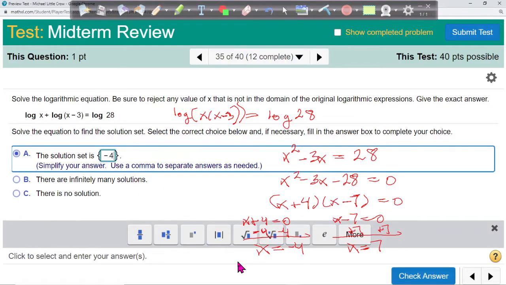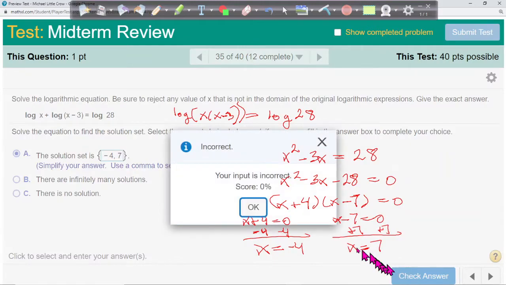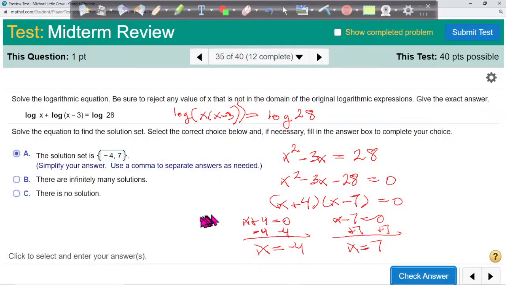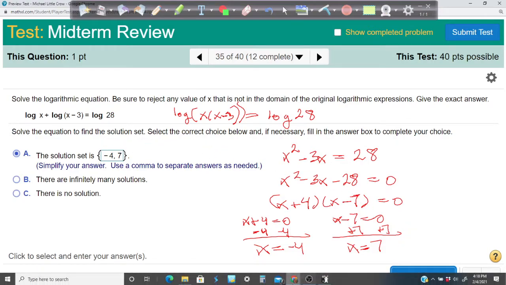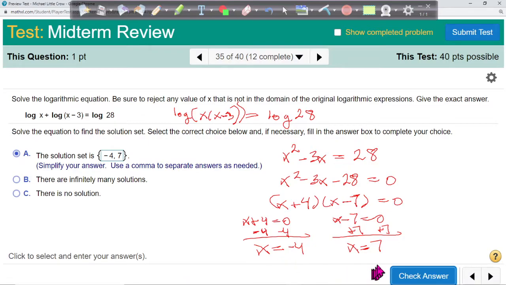Negative 4 and 7. And don't check on anything else. Oh, what did it not like? Solve the equation, find the solution. Oh, yeah. Step back, little crow. Now, are both these answers valid?